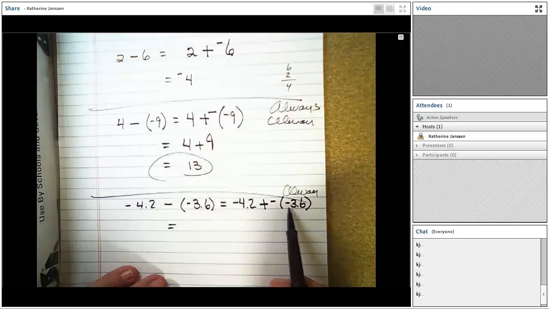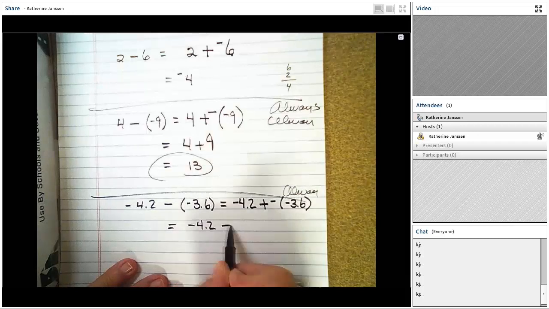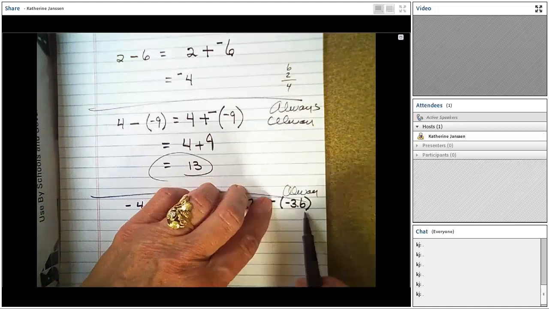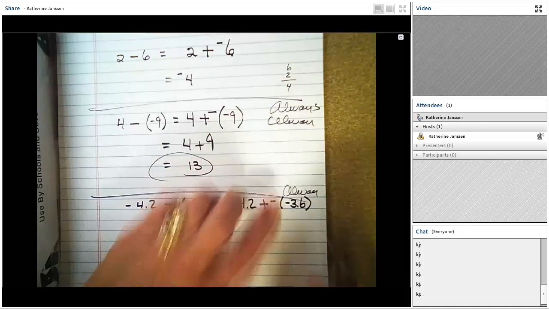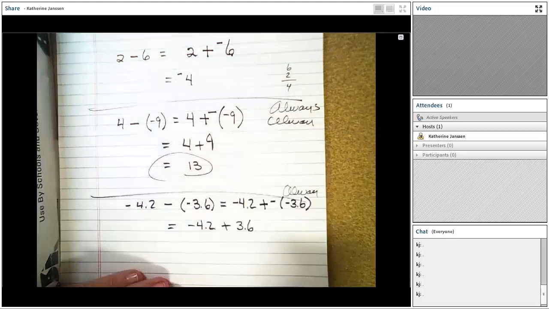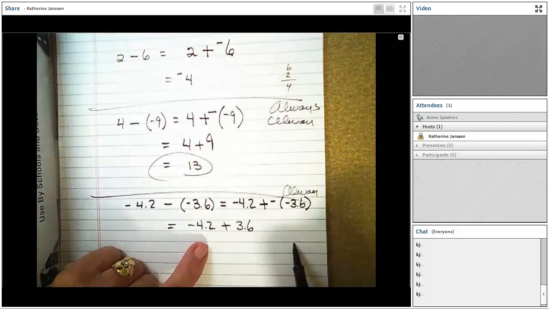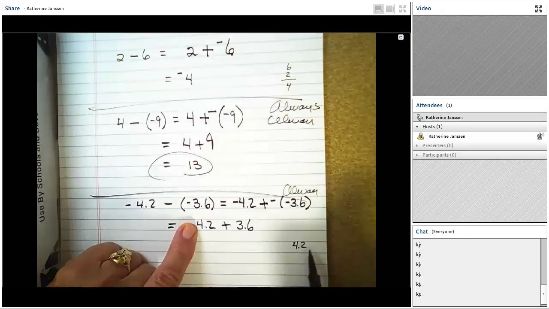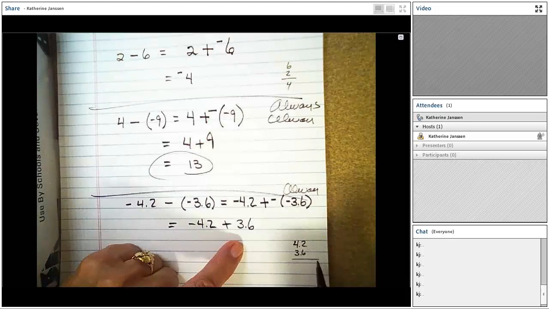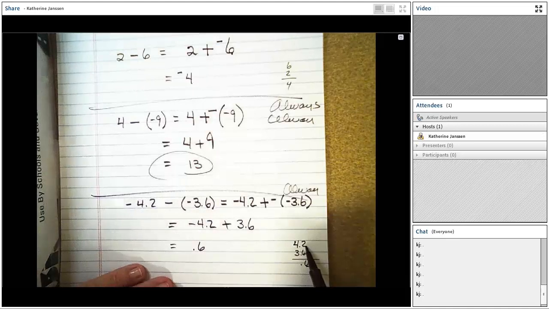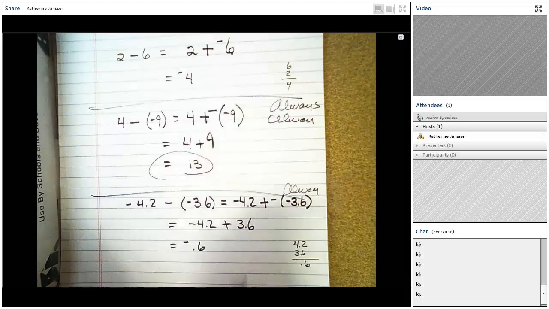Now I'm adding a negative 4.2 plus, I have a negative 3.6. I'm going to add its opposite. The opposite of a negative 3.6 is a positive 3.6. And we already know how to add signed numbers. Take the absolute value, subtract the absolute value of the smaller from the larger, and we'll get 0.6. And keep the sign of the absolute value which is larger. And 4.2's absolute value is greater than 3.6, so this will be negative 0.6.